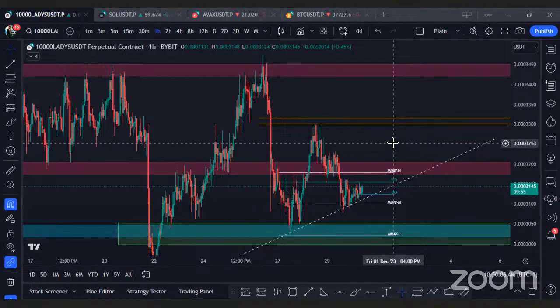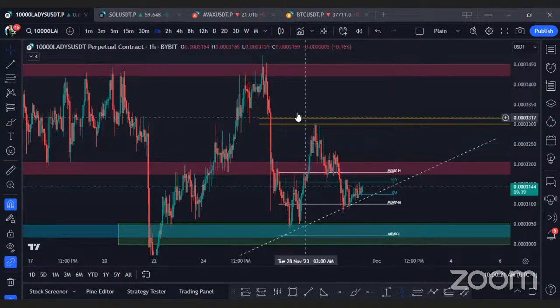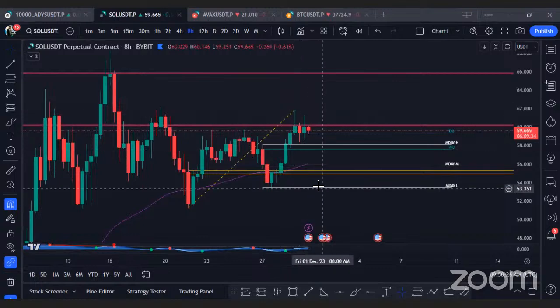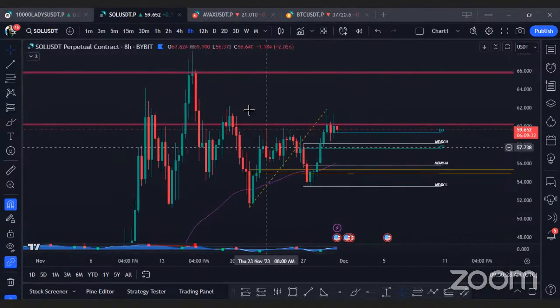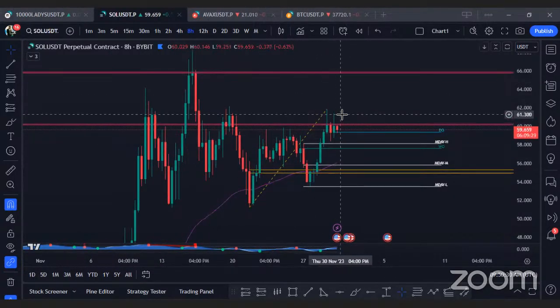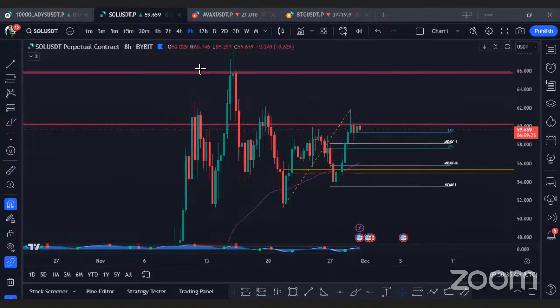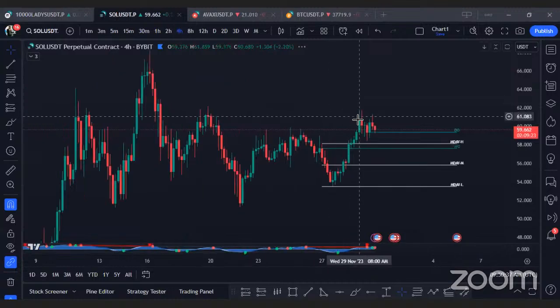And then Solana actually gave me that. The signal I sent last night on Solana, I think my average entry was around 59 point something or thereabout. So when it went to $61 this morning, we did shoot up to that $61.3 or thereabout, and immediately we dropped. So that was where I took profit for Solana.